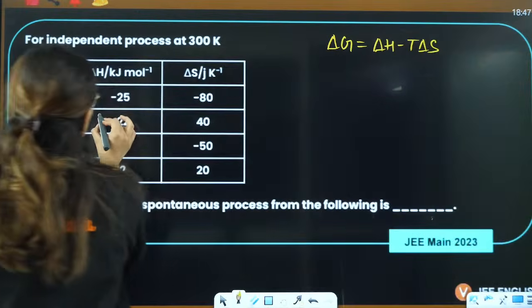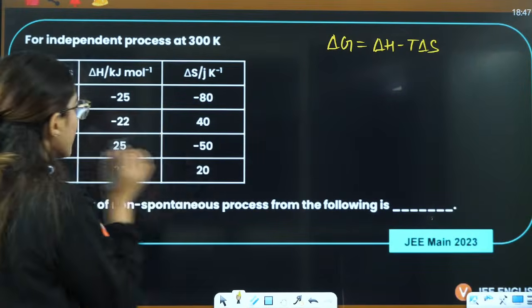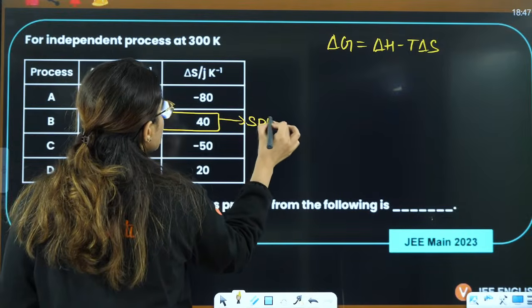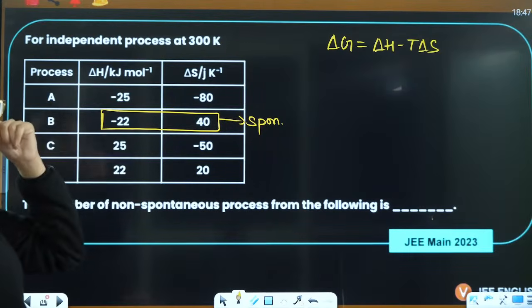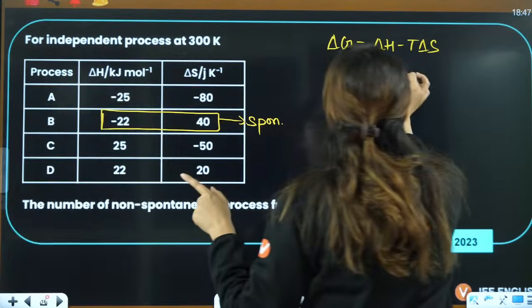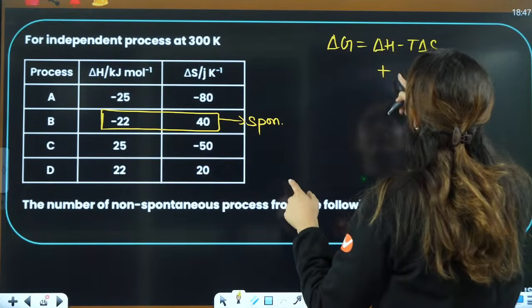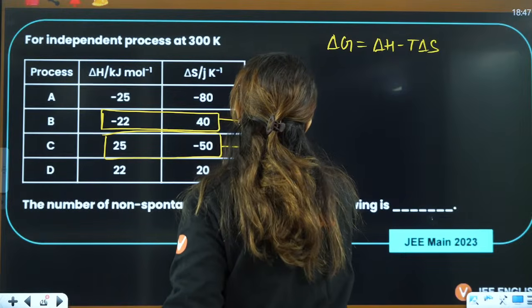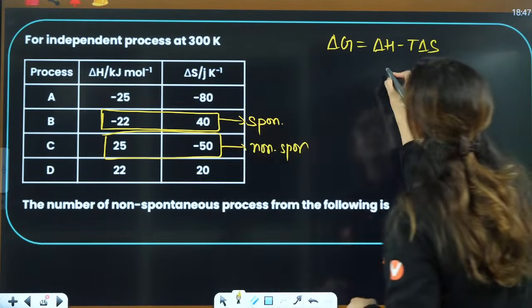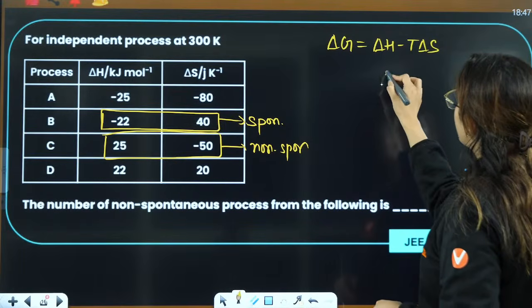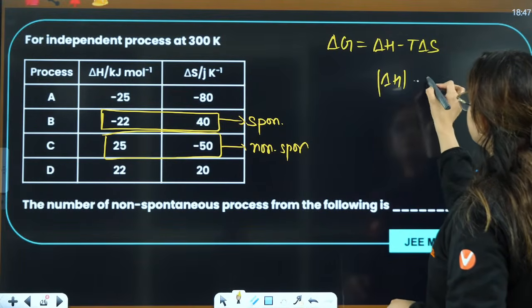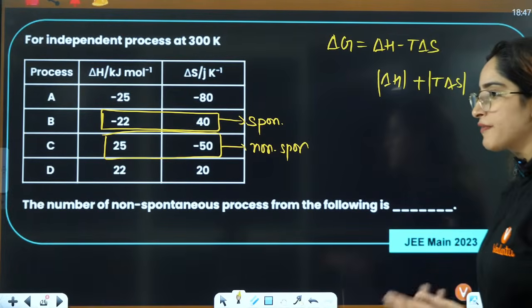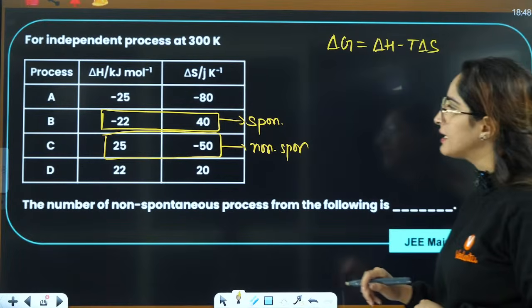That means this, no. They're asking you non-spontaneous process. This will always be spontaneous. Always it's spontaneous. I'm not even solving this. If this is positive and this is negative, this is always a non-spontaneous process. Always a non-spontaneous. If this is negative, it will become delta H mod plus T delta S mod. So it will always going to be positive and non-spontaneous process, right?